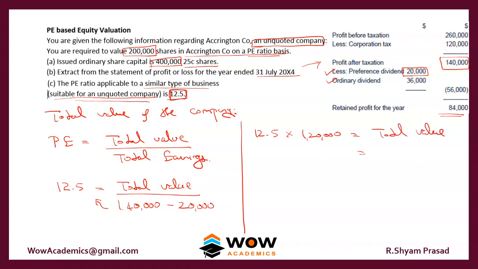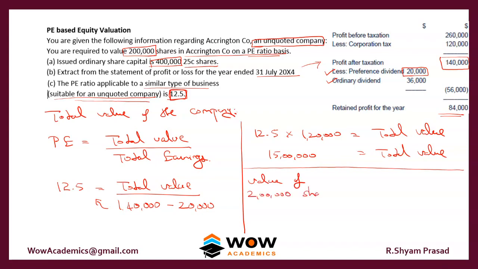So that comes to, so the total value comes to 1.5 million or 15 lakhs. So we don't need to find out the total value. What they want in the problem is the value of 2 lakh shares. So that's what they want. So we'll work it out.